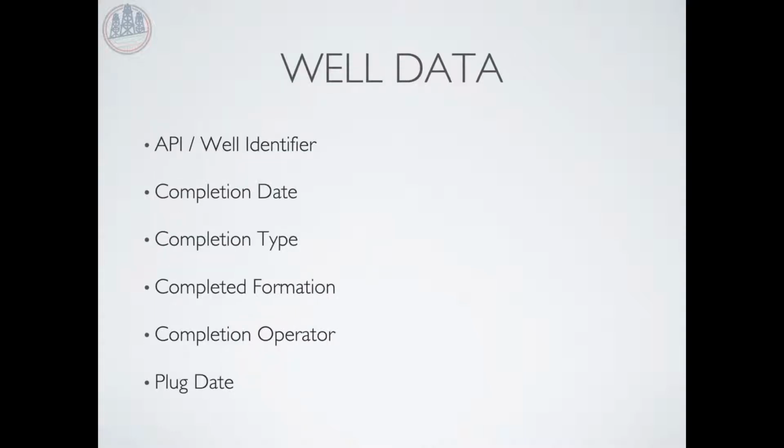So first, well data, pretty straightforward. We get the API numbers, or well identifier, so that we can carry that along through the process. We establish the completion date and the completion type, whether that's an oil completion, a gas completion, injection, or disposal. We want to keep track of all that information, because wells will be reported on a lease that are injection wells, and you just have to make sure you're not accounting for the production in those areas.